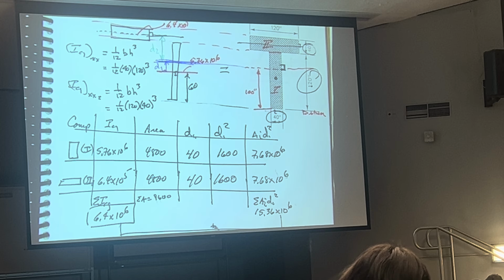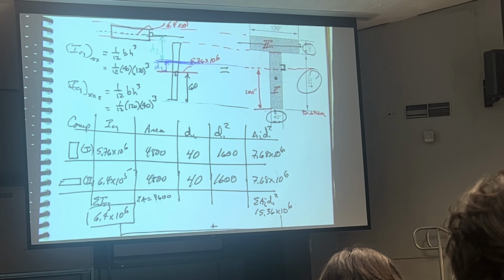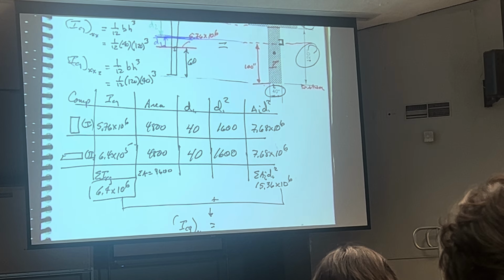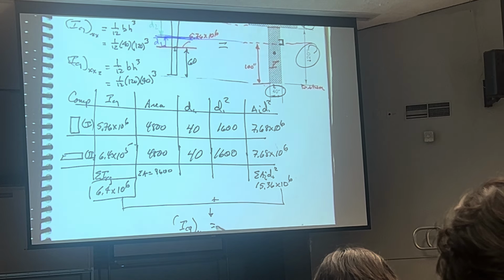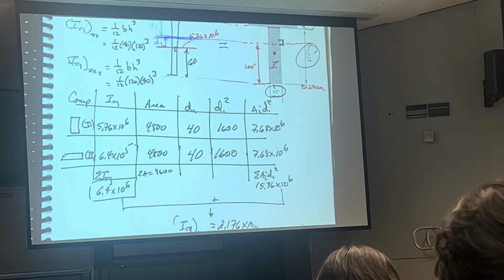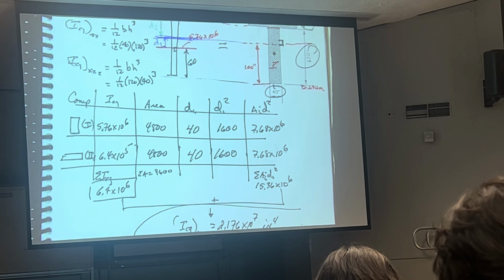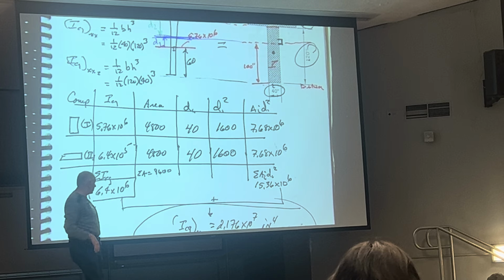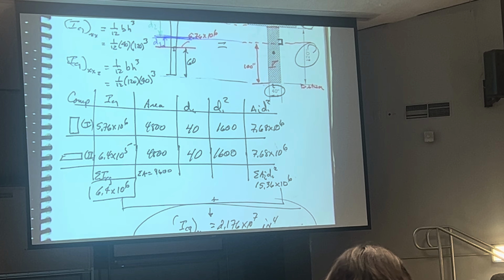Add this. That gives me 15.36 times 10 to the 6th. Add these two together, and I will have I_CG of the overall figure about the x-x axis to be 2.176 times 10 to the 7th inches to the 4th. Remember, the units are length raised to the 4th power. Oddball units.